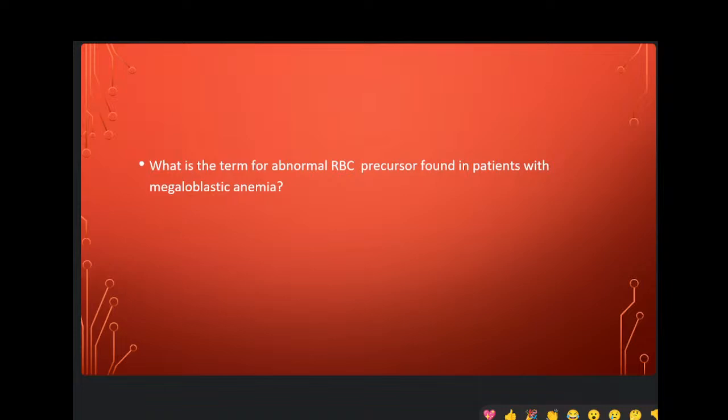So the term that we use for abnormal RBC precursors in patients with megaloblastic anemia is a megaloblast. It's very easy. Fairly easy, but my question is, give me two conditions associated with megaloblastic anemia. Two conditions, question mark pala, baka akala nila nag-type lang ako ng random.